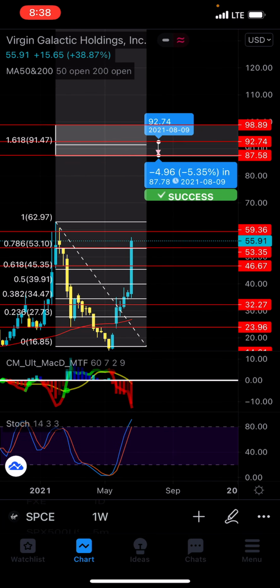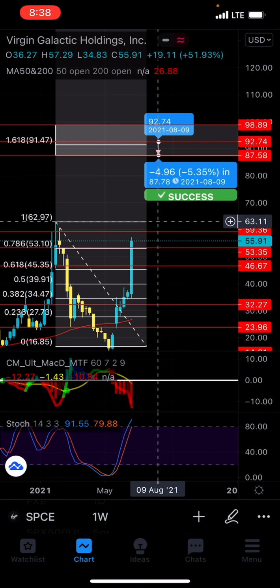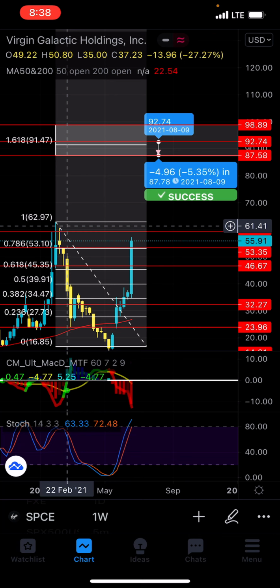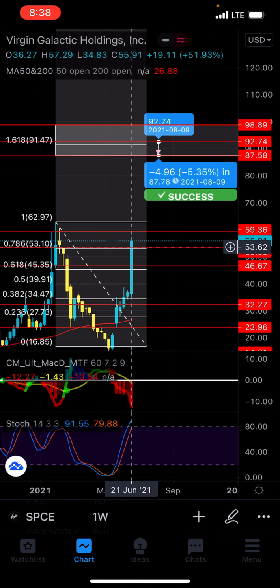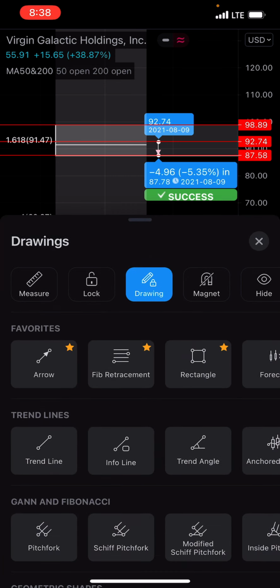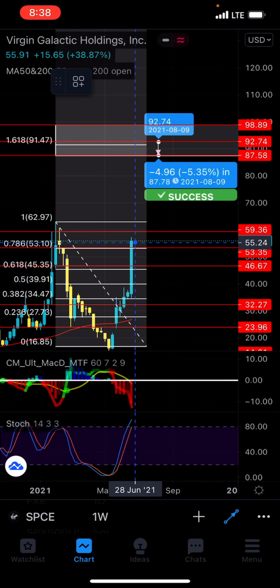So I would not actually get into Space until we have that break of 62.97, which is the previous high on that wick right here, right? I would only get into Space if there's another breakout week, and then you see price go from here to like there, right? And then that's where the wick kind of stops.